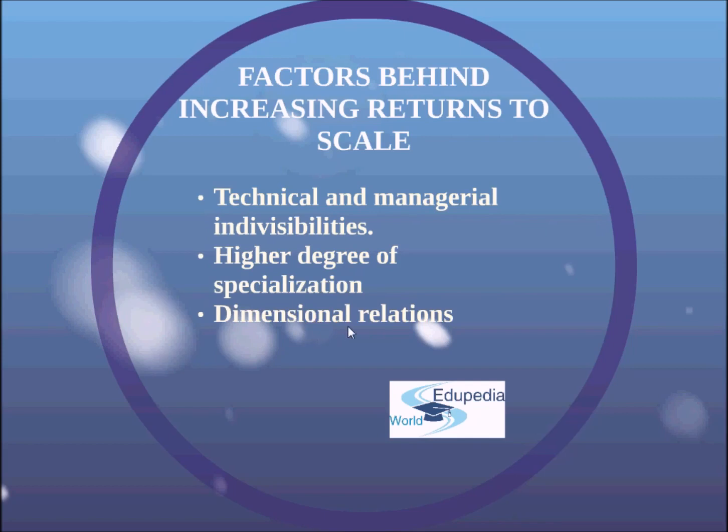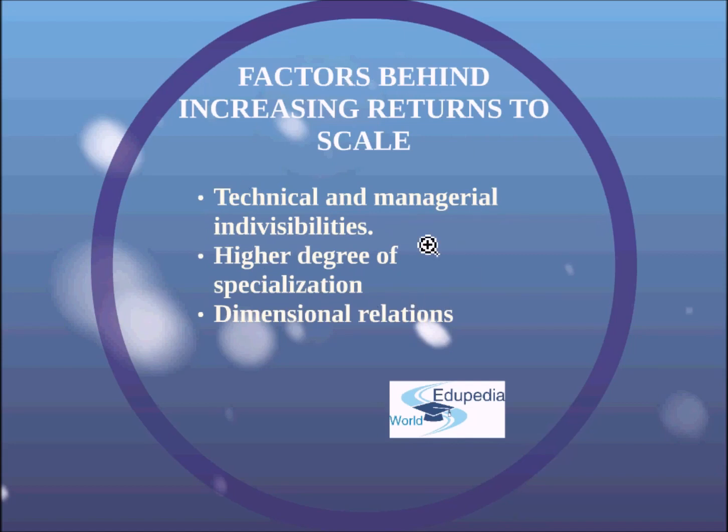So when the labor and capital are doubled, the output also gets more than doubled because they involve themselves in teamwork, and because of specialized force, they can more optimally use the resources available to them. So that is why the output increases more as compared to the increase in the inputs. So these were the factors behind increasing returns to scale.